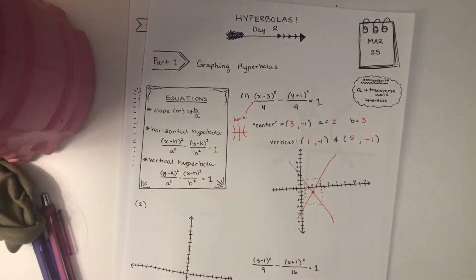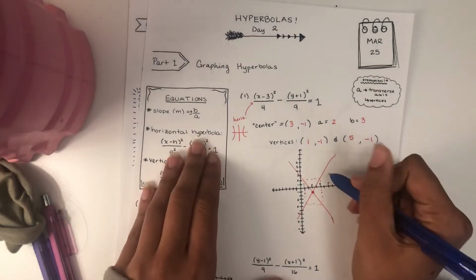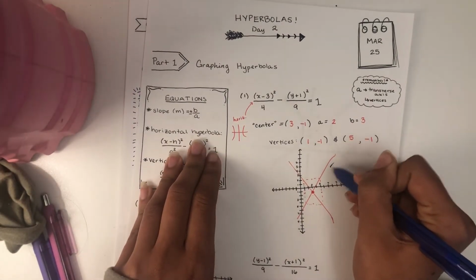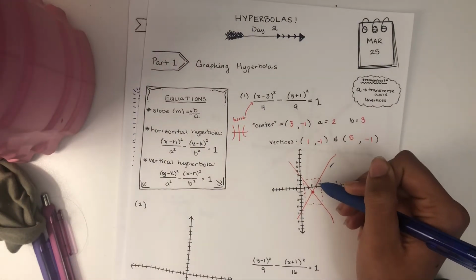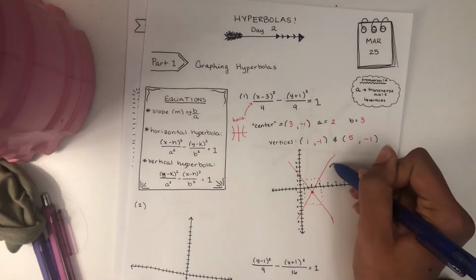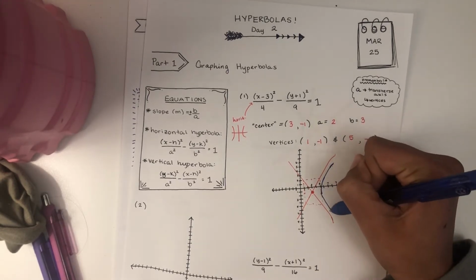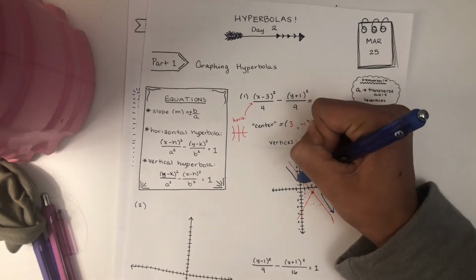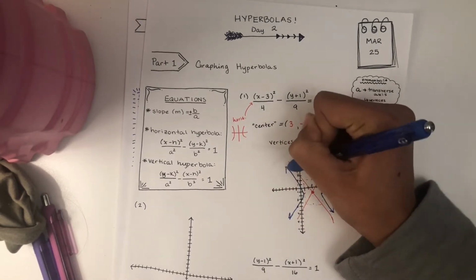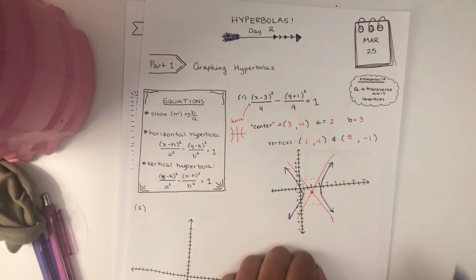Remember that this opens up horizontally. It does have to go all the way in to the vertice. But that's about it. Same thing over here, goes into the vertice. It doesn't go all the way to the center. As long as you're touching those vertices, you're fine.